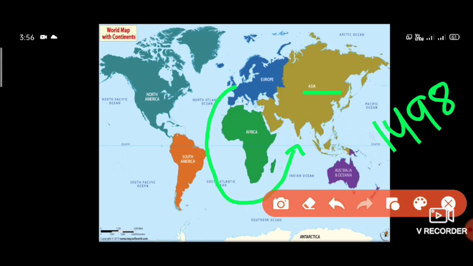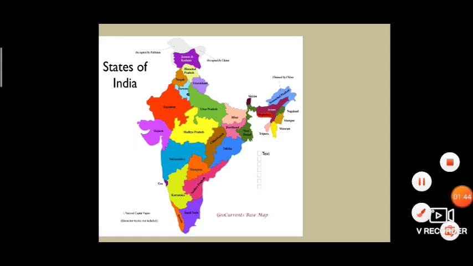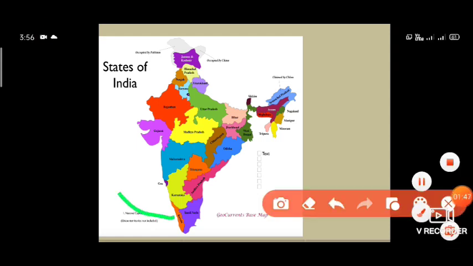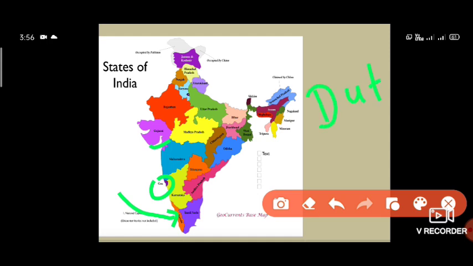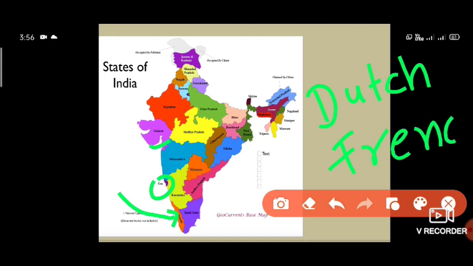He landed at Calicut. Now where is Calicut? Calicut is in Kerala. Gradually, the Portuguese established political power over areas like Calicut, Goa, and Daman and Diu. Meanwhile, other European countries also wanted to come to India. Soon after this, the Dutch, French and British also came to India.